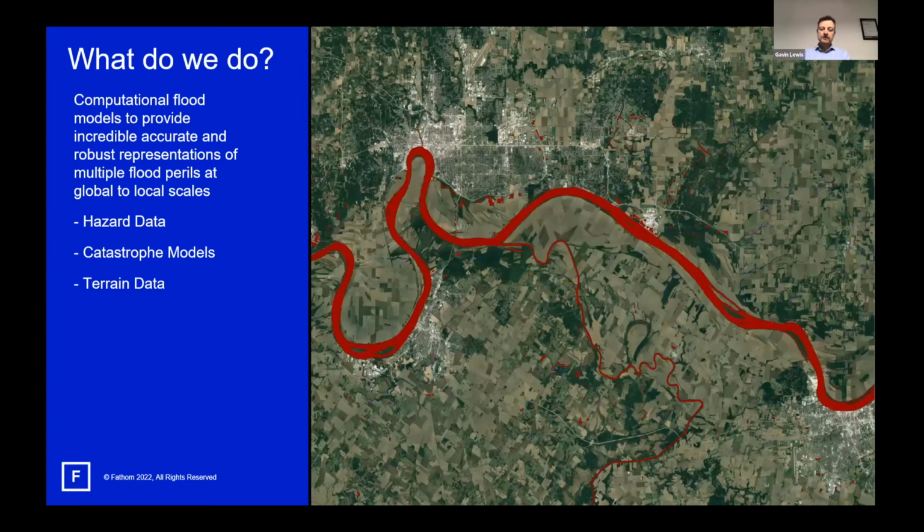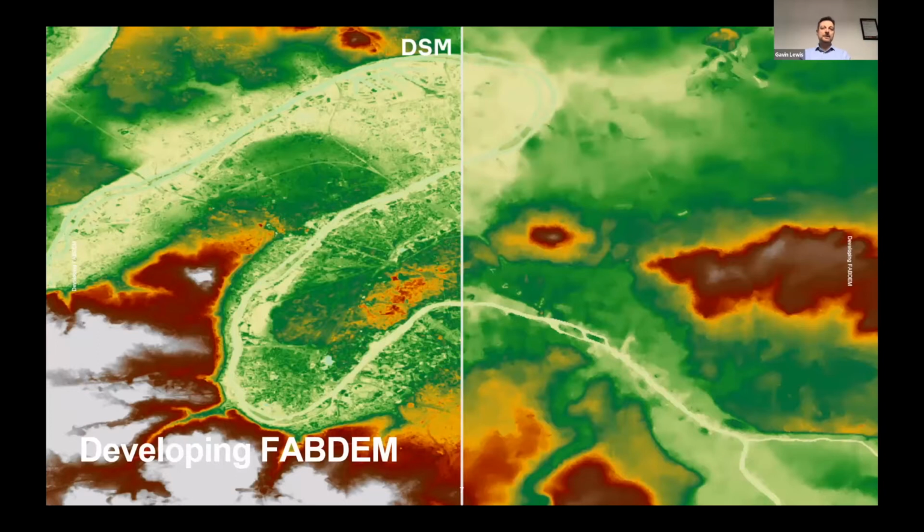Okay, let me just hand over now to Laurence, who will be able to talk to you about the development of FabDEM. Thank you very much, Gavin. Thank you everyone for coming. I know some of you have got up very early this morning and some are staying up very late.